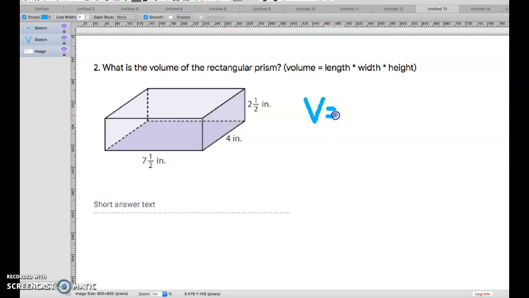So what is the 2.5? That 2.5 right here is talking about how tall my shape is. So that's the height, okay? So what's the length? Well, 7.5 and 4. 7.5 is longer, so 7.5 is the length.